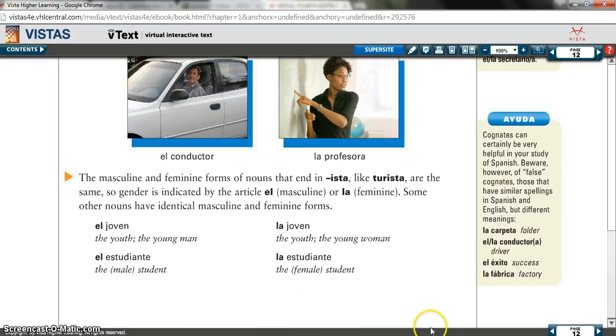Okay, so again, some words are exactly the same if it's a man or a woman, but you just change the article. If it's a youth or a young person that's a female, you say la joven, and if it's a man, that's a young man, el joven. La estudiante, el estudiante. Okay? Now let's go on to page 13.